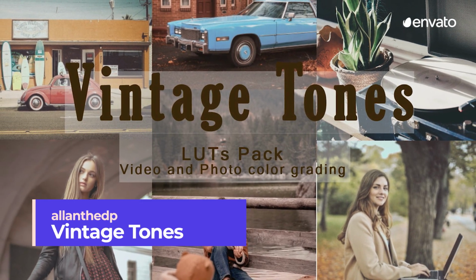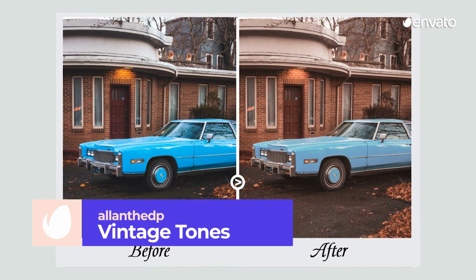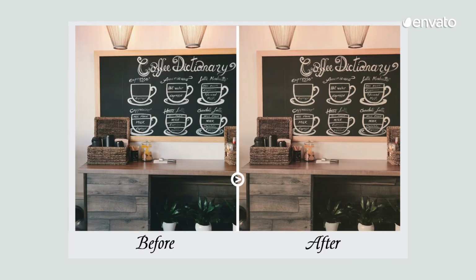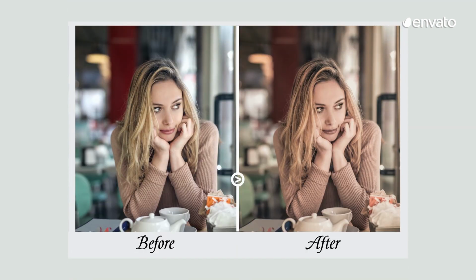Number 3. Vintage Tones by Alan the DP. Inspired by vintage film, this template pack will provide an elegant feel to all types of media, evoking nostalgic feelings in your audience. The tones are easy to use and will provide a stunning look instantly, but you're able to make adjustments like increasing or decreasing density and adjusting contrast for a more customized result.